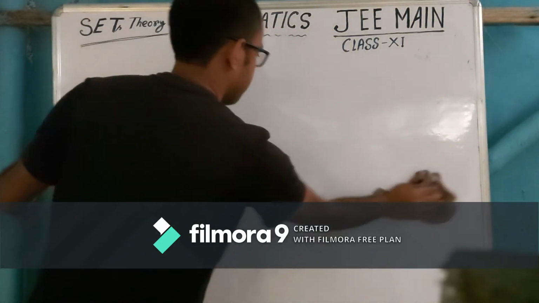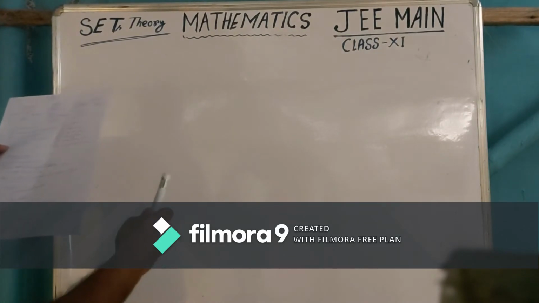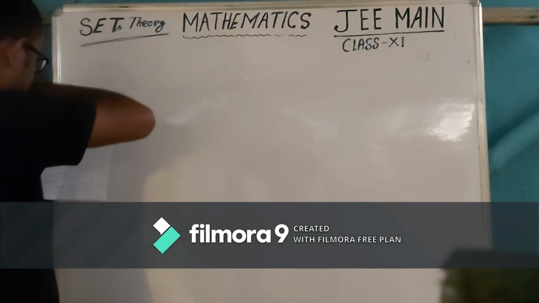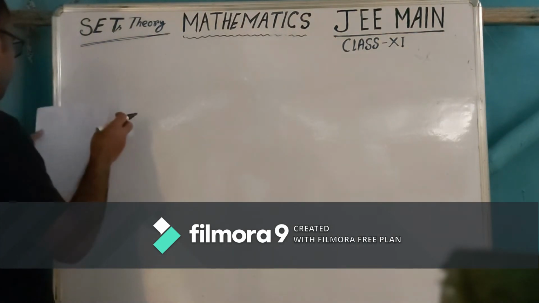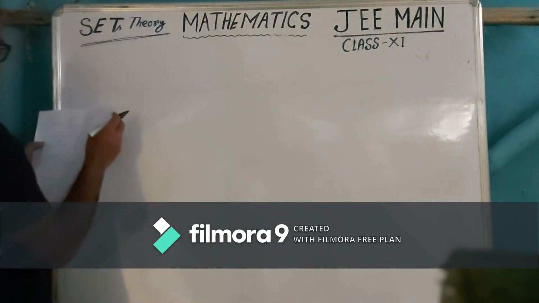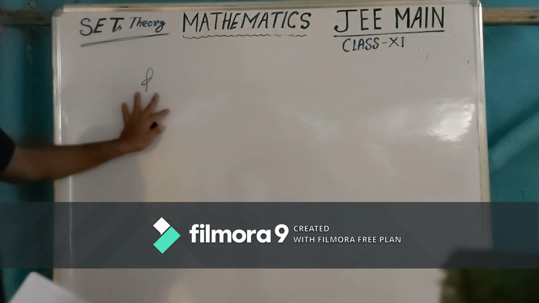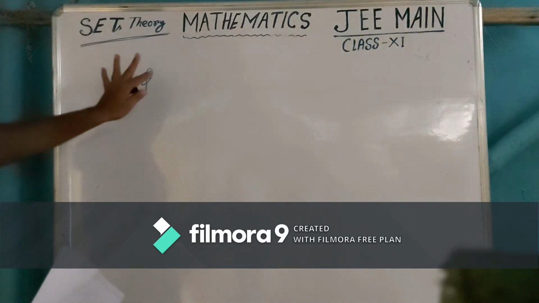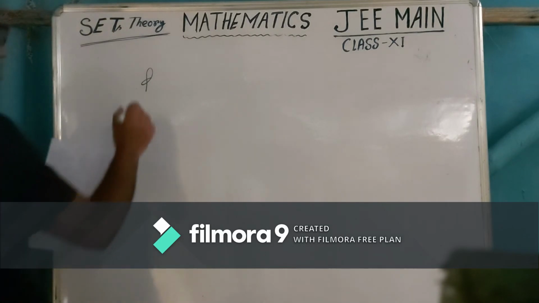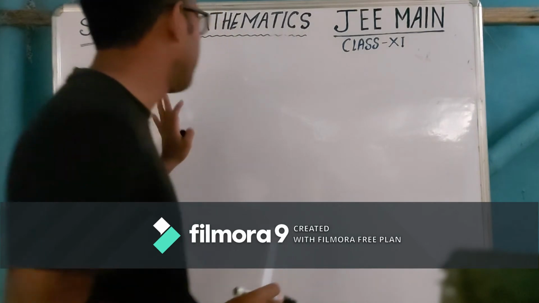Next, what is an empty set? This set is a subset of every set. This is an important notation. This phi is a subset of every set.